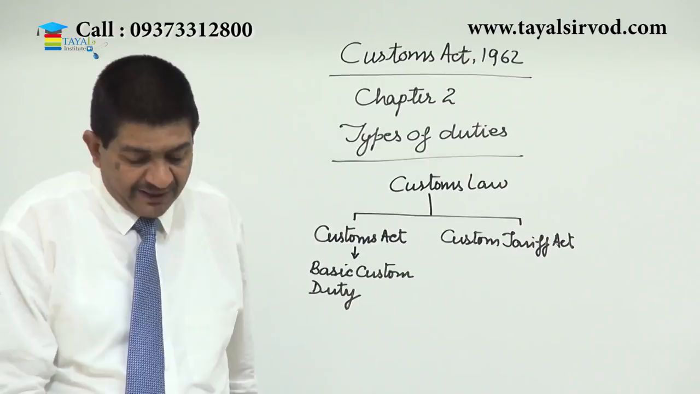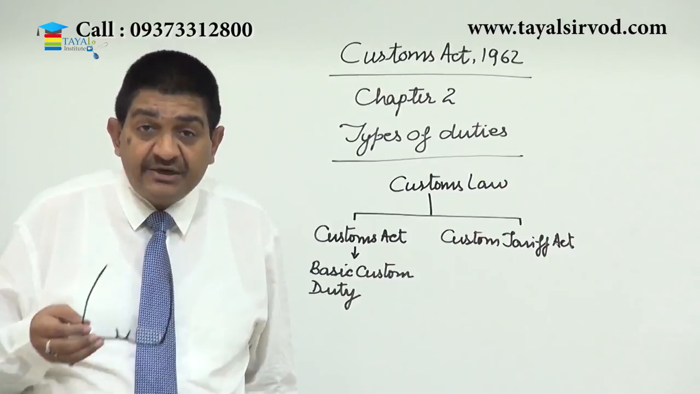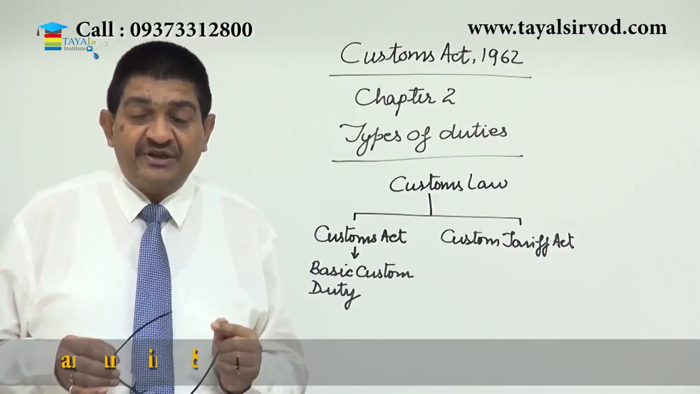Point number 3 says: analyze and apply protective duties, safeguard duties, countervailing duties, subsidized articles, anti-dumping duty. These are other duties which are only under the Customs Tariff Act. So where and how will these duties become applicable? Protective duty, safeguard duty, duty against subsidy, anti-dumping duty. Everything we are going to discuss in detail.